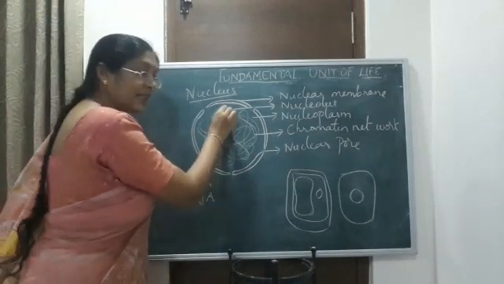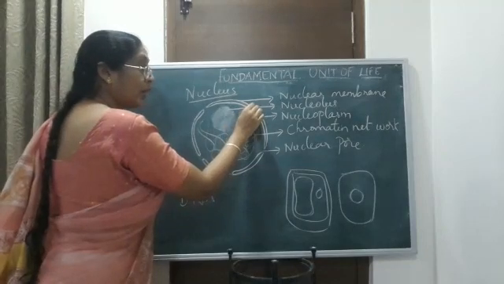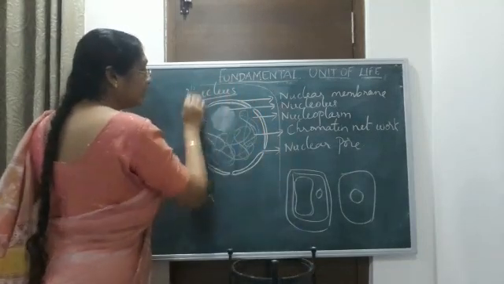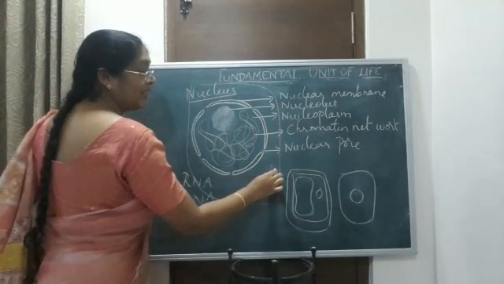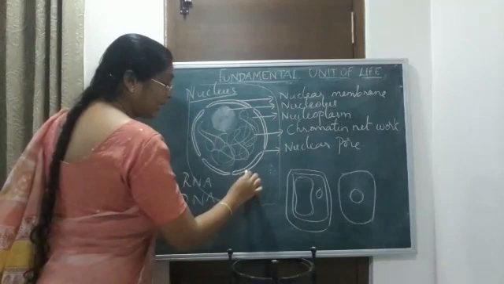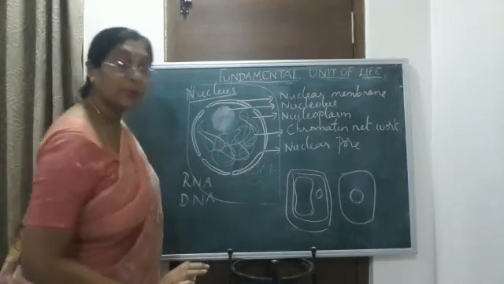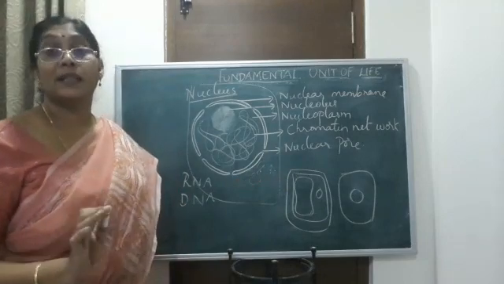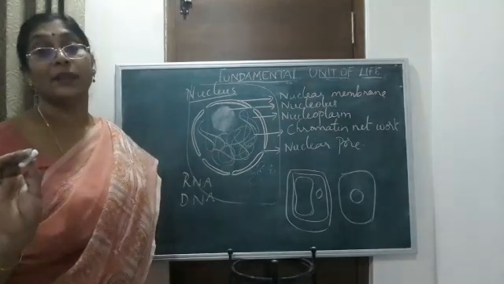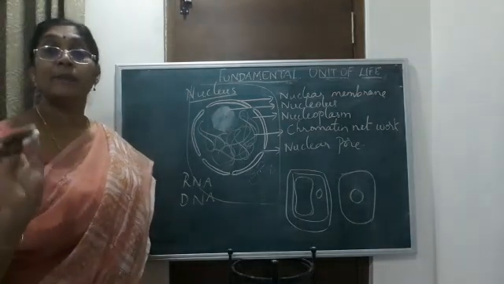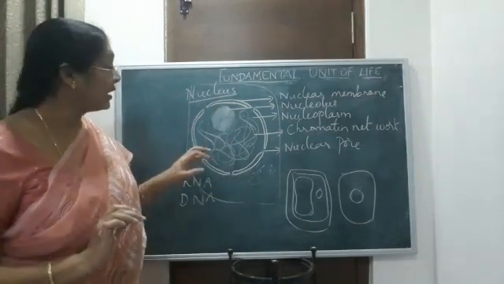The ribosomes that are synthesized by nucleolus pass out of this nuclear pore and enter into the cytoplasm. If this is a cytoplasm, they enter into the cytoplasm and remain freely in the cytoplasm, or sometimes they may remain attached to the endoplasmic reticulum also. Okay. Wherever they are present, the ribosomes have only one function, that is protein synthesis. The function of ribosomes is only protein synthesis. So that is the function of RNA.